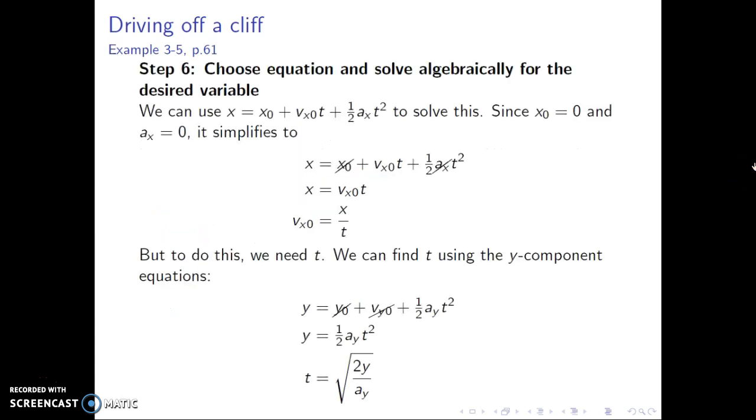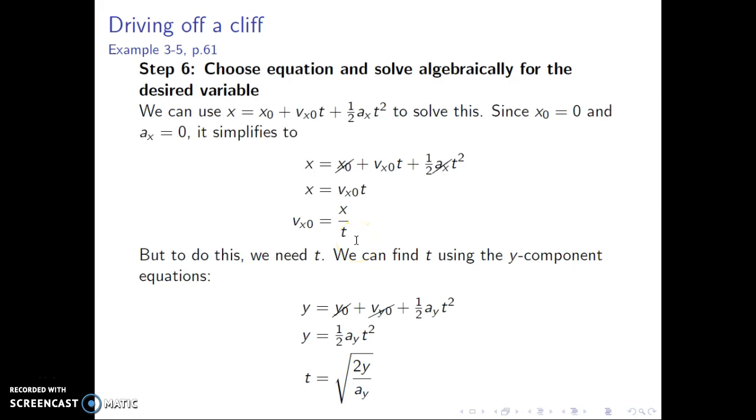So step 6, let's choose an equation to solve algebraically so that we can find the value for our desired variable. Of all of our equations, the one that would fit the best would be x equals x naught plus v naught x t plus 1/2 a x t squared. And this is because we are looking for v naught x. We know the initial and final positions, and we know that the acceleration is 0. And since that's the case, then it becomes x equals v naught x times t. Solve for v naught x, it becomes x over t.